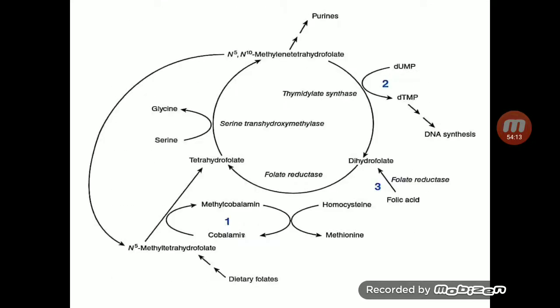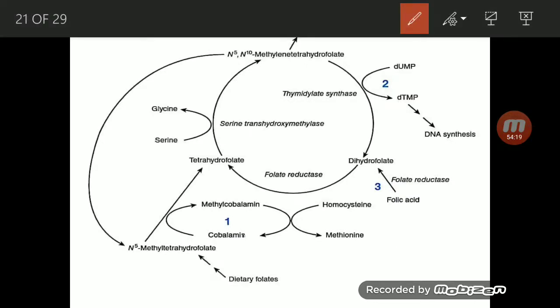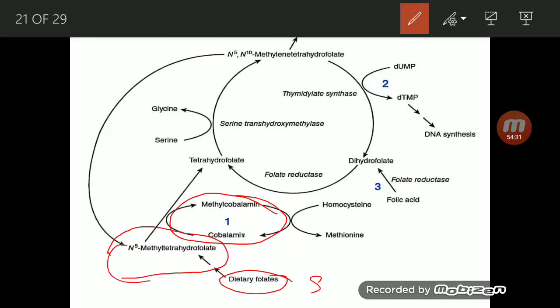So over here, first see this one, N5 methyl tetrahydrofolate is a dietary folate, and from your storage it needs to be converted into tetrahydrofolate. One of the most important mechanisms by which it is converted is with the help of vitamin B12. Okay, so that is how you get tetrahydrofolate.